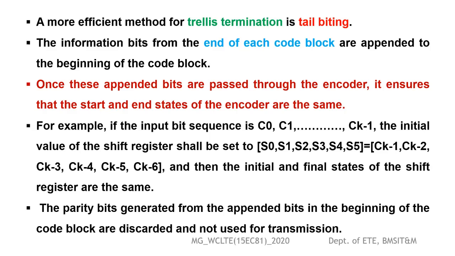So information bits from the end of each code block are appended to the beginning of the code block. By appending the tail bits at the beginning of the code block, and passing these appended bits through the encoder, it ensures that the start and end states of the encoder will be the same. For the example that I have considered, if the input bit sequence is C0, C1 and so on up to CK minus 1, the initial value of the shift register should be set to, so there are 6 flip-flops I said, right? S0, S1, S2, S3, S4, S5 are the 6 flip-flops. The initial states of those shift registers should be equal to the tail bits, that is CK-1, CK-2, CK-3, CK-4, CK-5, and CK-6. Then the initial state and the final state of the shift register will be the same. So that makes the trellis termination.